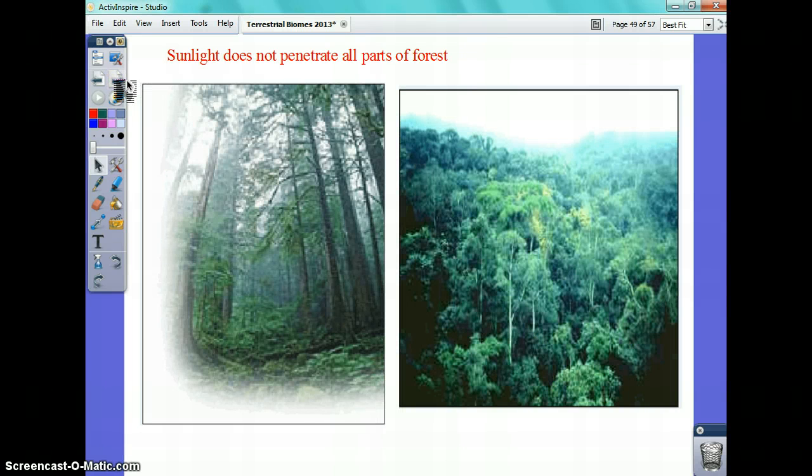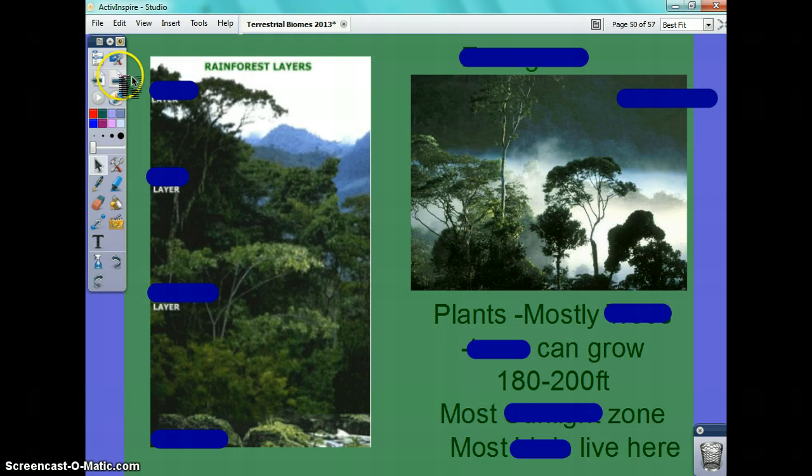Sunlight doesn't penetrate the whole forest, and that's important because we're going to talk about the layers, but that's why you have so much diversity, because there are so many different types of habitats in one forest. You're going to see all the different variety of species. Here are the layers of the forest, and we're going to go over each layer and a little bit of information about plants and animals of each.